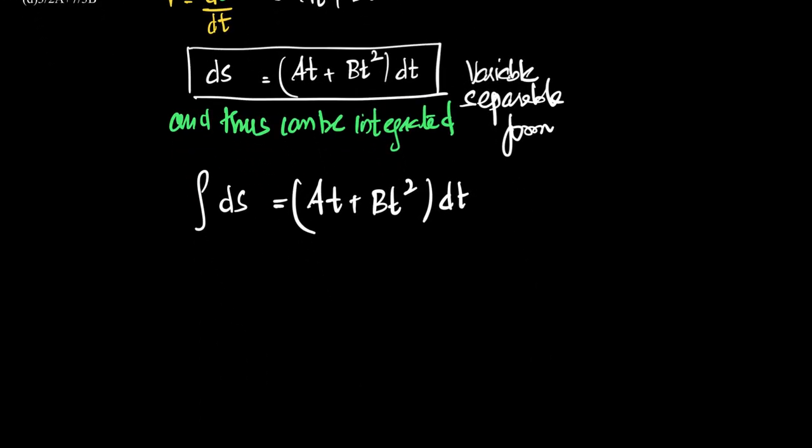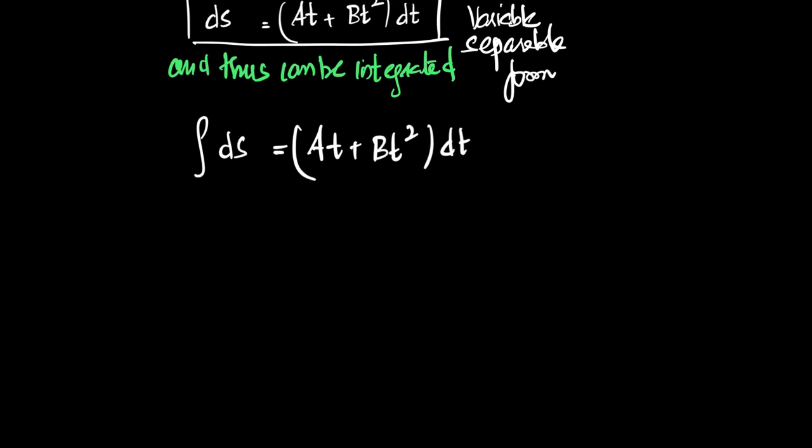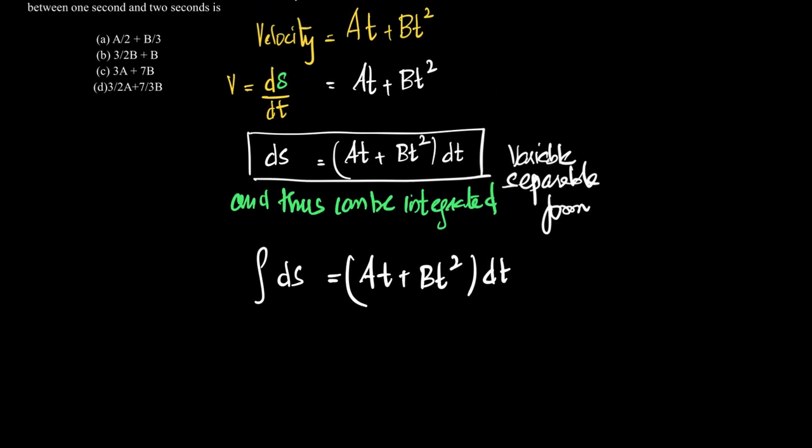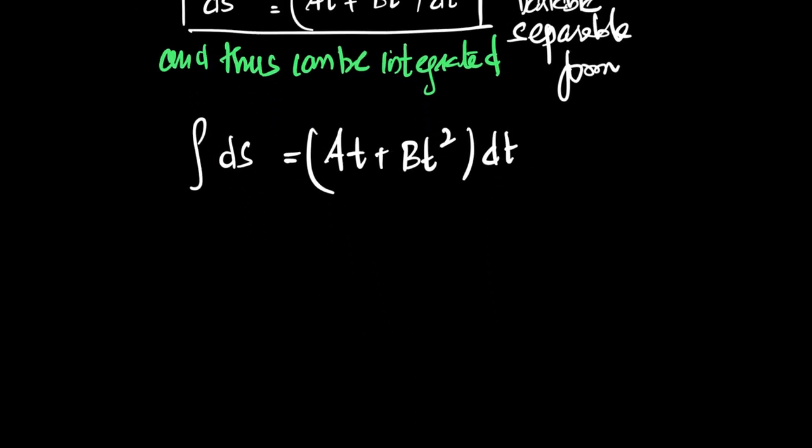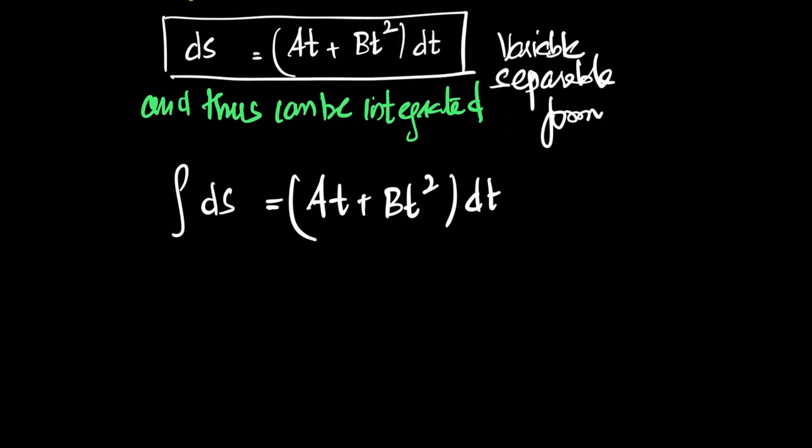Now, if this is the case, how will the limits of integration vary here? Guys, see, what is the question being asked? The question is asked to find the distance traveled between 1 second and 2 seconds, right? So 1 and 2 seconds is the limit. Now, it's very obvious that the limit of the time would be here 1 to 2, and for ds it will be 0 to s.